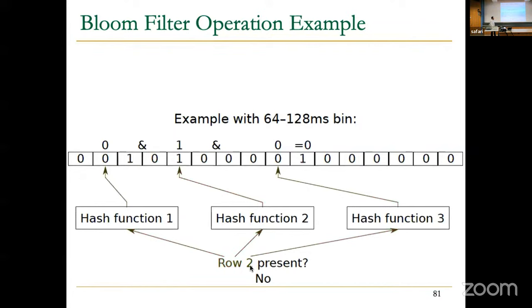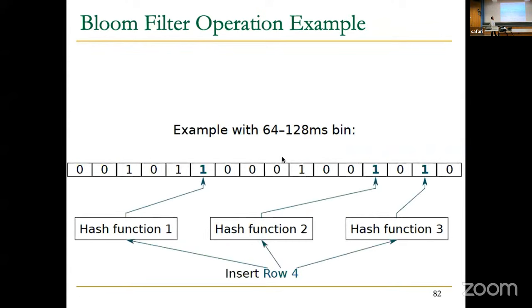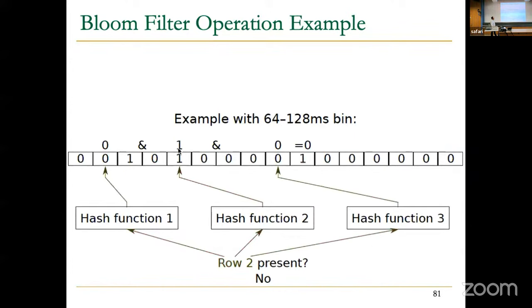So row two, we run the same thing for row two. It happens that hash function one goes here and function two goes to a location where we have one because of inserting row one. And then another one maps here. And when you AND all these results, zero and one and zero, you get zero, right? And then it means that row two is not present in this set.